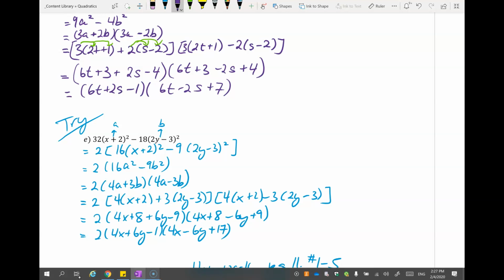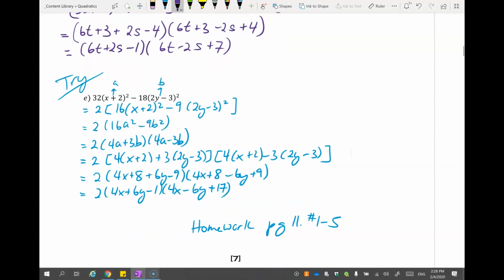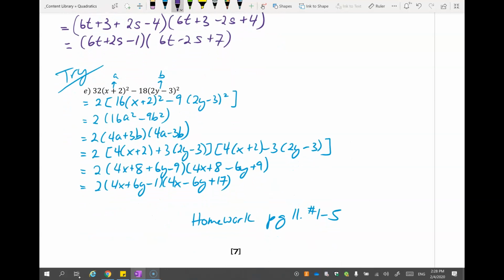Then I replace the x plus 2 with a and the 2y minus 3 with b. And then I want to factor the 16a squared minus 9b squared. So the square root of 16 was 4. The square root of a squared is a. That's how I got this first term, and it will occur in both brackets. Then the square root of 9b squared is 3b, and again, 3b will occur in both brackets, and you should have a plus in one and a negative in the other bracket. Then afterwards, I plugged in x plus 2 and 2y minus 3 back in.